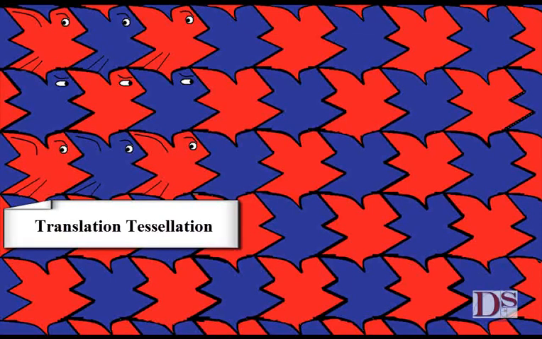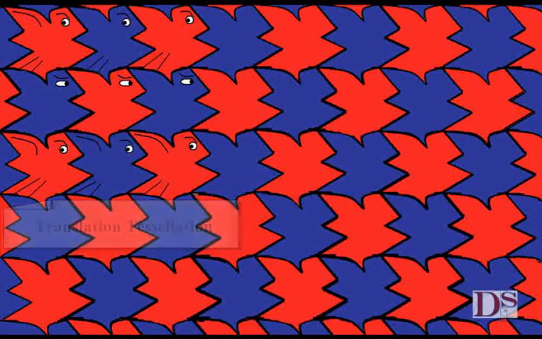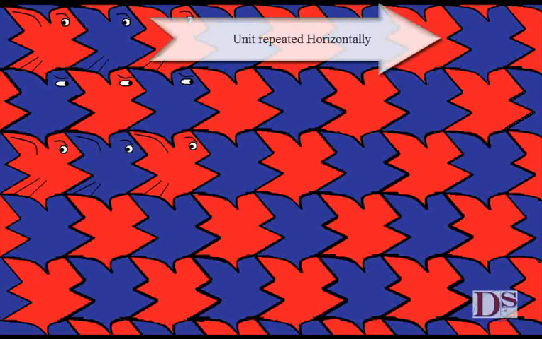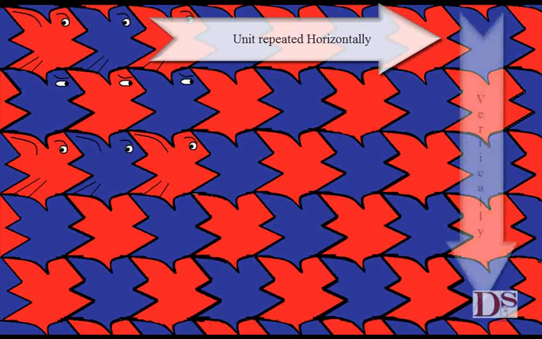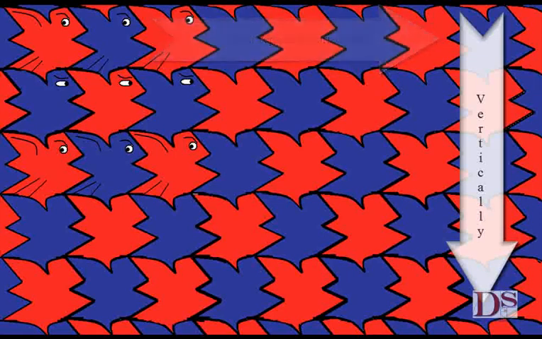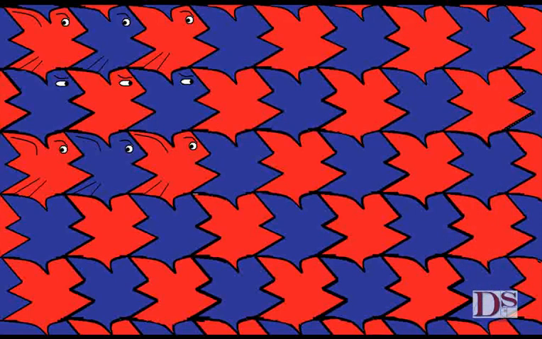In this video, I'll be teaching you the techniques for creating your own translation type of tessellation. A translation type tessellation is unique in that the unit is repeated both horizontally and vertically. I'll be showing you some keyboard shortcuts along the way and some ways to creatively embellish your work. You can ask your teacher or professor for further details as needed.